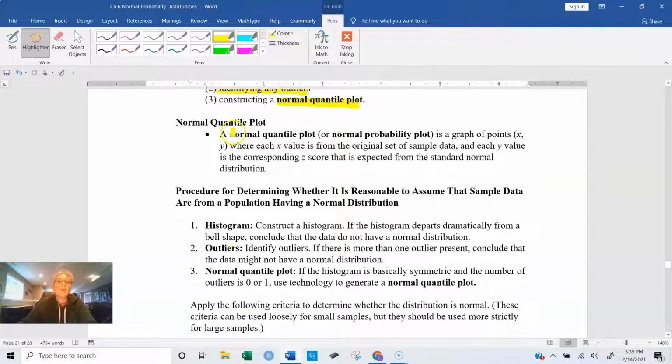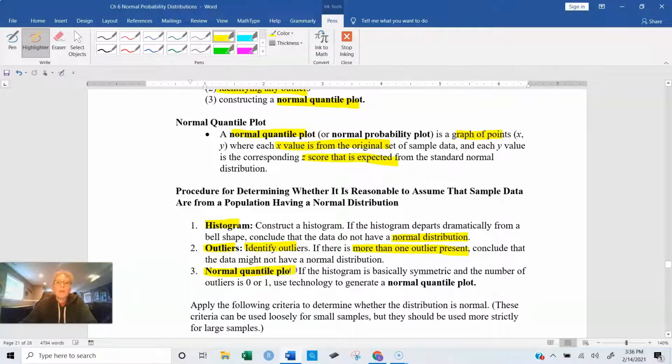Okay, remember this normal quantile plot is a graph of points. The x value is the original set and the z score is what's expected. Now, when we look at these things, we're going to determine whether it's reasonable to assume that the data is from a population with a normal distribution. Histogram. So we construct the histogram. Actually, StatDisk is going to do this for us. Is it normally distributed? Outliers. Can you identify them? Is there more than one outlier present? Okay, conclude the data might not have a normal distribution.